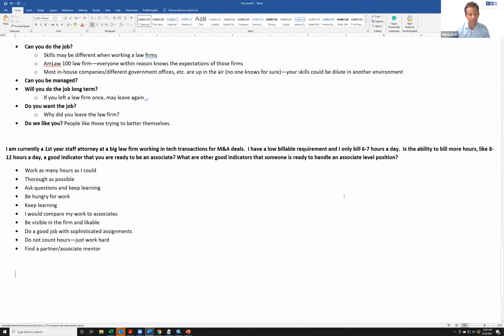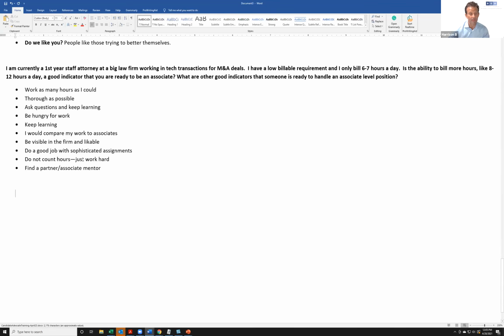And staff attorneys can move into those roles all the time. The only thing is you do need to make sure that you're working on sophisticated work. A lot of times staff attorneys will do work that's not as sophisticated. So you want to work on sophisticated assignments and do a really good job with them, and then just continually improve. And the more you improve, the better off you're going to be.